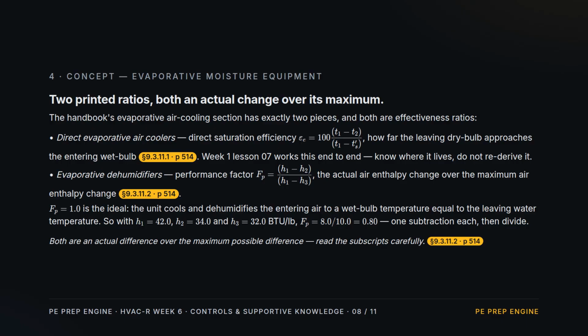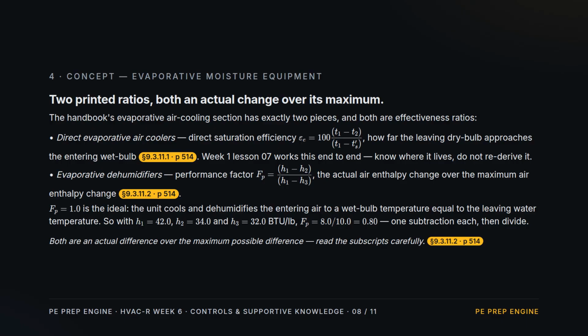Evaporative dehumidifiers get a performance factor, the actual air enthalpy change over the maximum air enthalpy change. A performance factor of 1 is the ideal. The unit cools and dehumidifies the entering air to a wet bulb temperature equal to the leaving water temperature. So with entering enthalpy 42, actual leaving 34, and ideal leaving 32, 8 over 10, 0.80, 1 subtraction each, then divide.